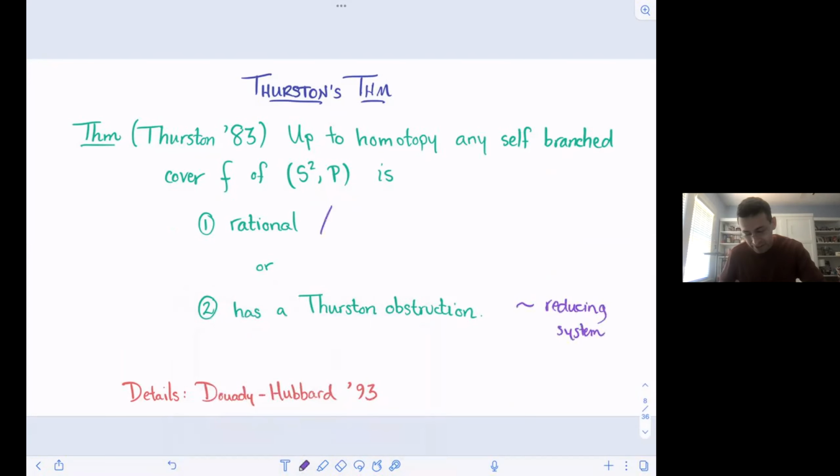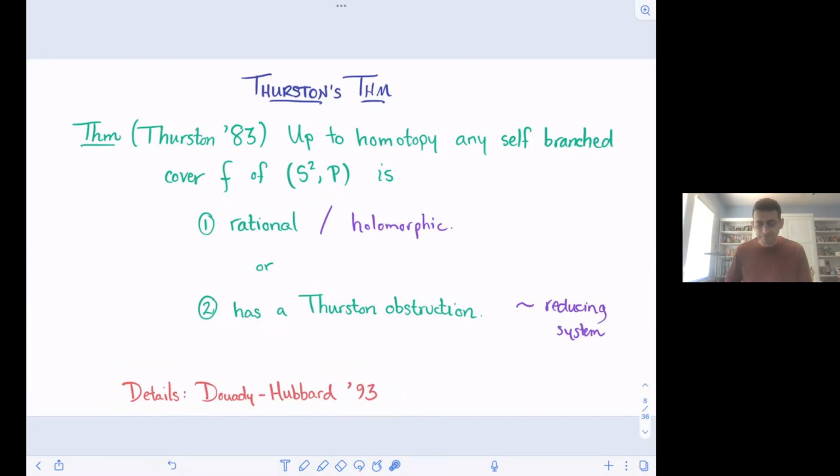Rational is the same as holomorphic. A holomorphic map from the sphere to itself is the same thing as a rational map, so you should think of those as the same thing. And again, Thurston didn't write down the details. Doady and Hubbard did that later. Good. Any questions on that one?